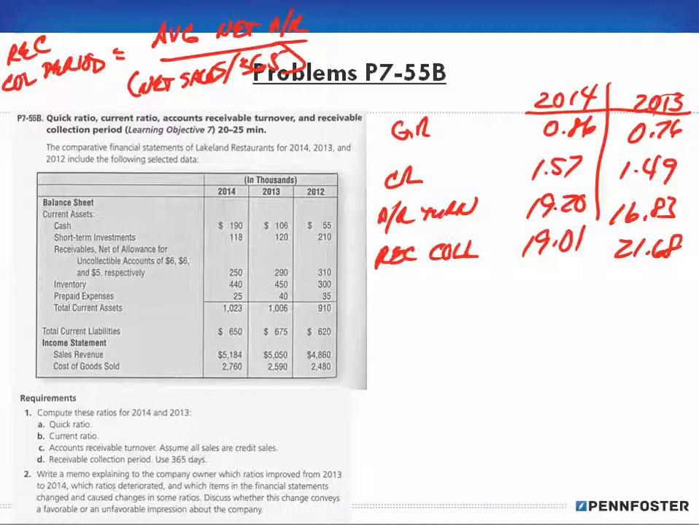Okay, so I just bring this up, don't take this, even though it's only one part of one exercise in this textbook, don't take this lightly. All right, so it says here, the quick ratio increased from 0.76 to 0.86, and the current ratio increased from 1.49 to 1.57.